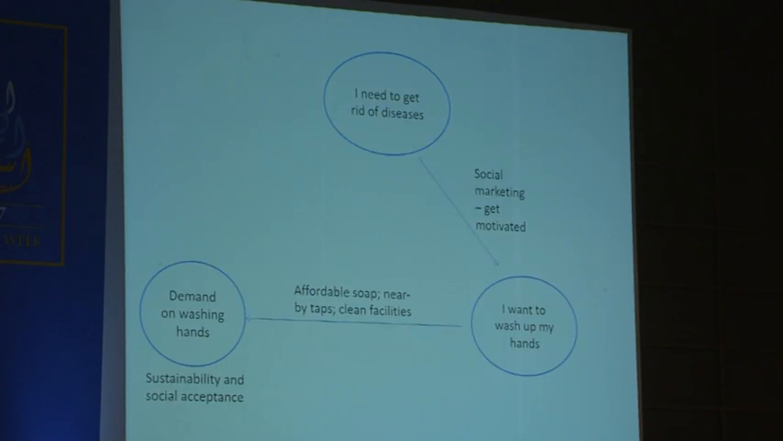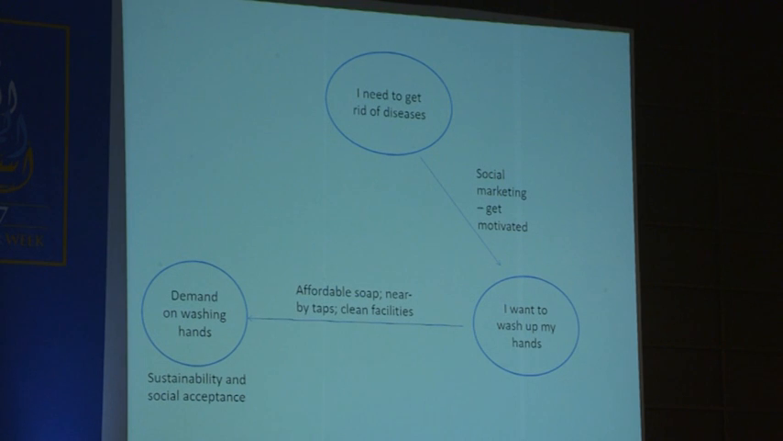For example, this is need. I need to get rid of diseases. I need to get rid of diarrhea, for example. So now, this is the real need. This is actual need, authentic need, based on surveys, based on interviews, etc. So you can now make some sort of social marketing and awareness to get people motivated to wash their hands. Then, if you afford them soaps and taps, there will be demand for washing hands.